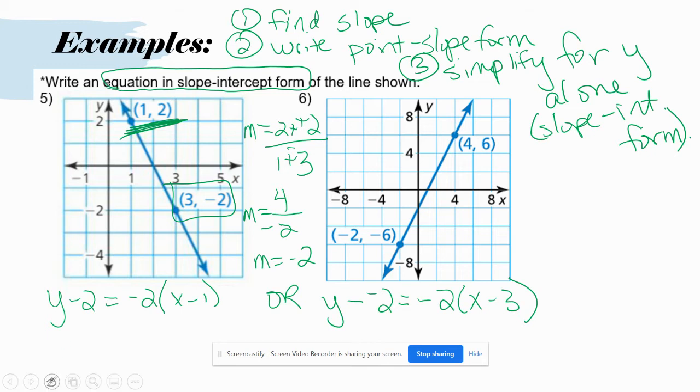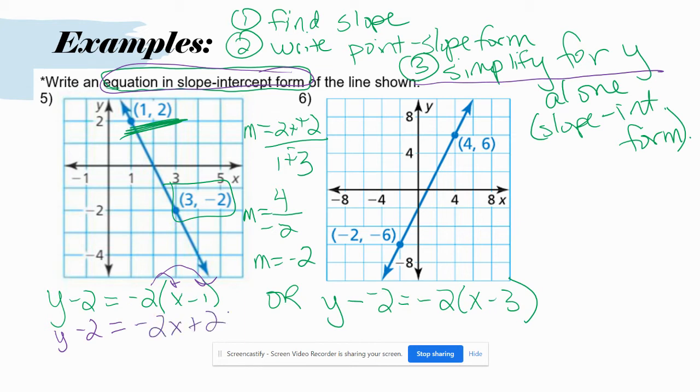So over here on the left side, remember this is point slope form. They asked for slope intercept form. So I need to distribute because I'm in step 3, simplify for y. So y minus 2, negative 2 times x is negative 2x. Negative 2 times negative 1 is positive 2. I finish getting y alone by moving the 2. The opposite of subtracting 2 is adding 2. And so slope intercept form is y is equal to negative 2x plus 4.